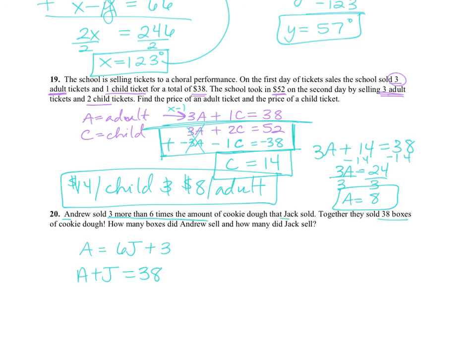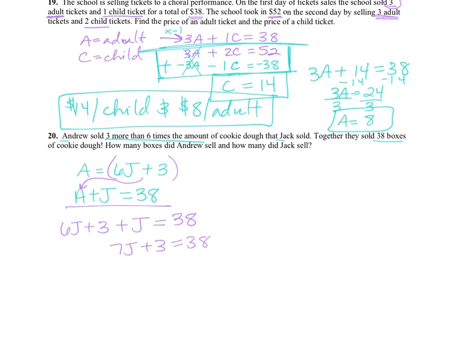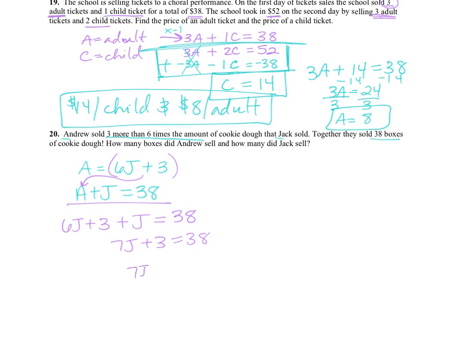So this one's actually going to be easier to do with substitution. We're going to take this A and drop it in here. So it's going to be 6j plus 3 plus j, okay, so I'm just doing this, equals 38. So 7j plus 3 equals 38. So take away the 3, 7j is going to equal 35, and then divide by 7. So Jack sold 5 boxes.